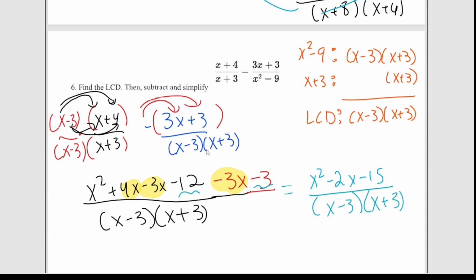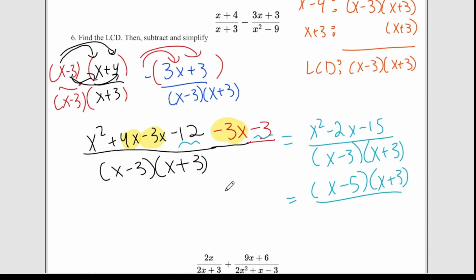This numerator now looks further factorable, because here I'm trying to multiply to negative 15 and add to negative 2. That would be negative 5 and positive 3, all over that same x minus 3, x plus 3. And now we'll notice that x plus 3 divided by x plus 3 makes 1, and our final beautiful answer is x minus 5 over x minus 3.